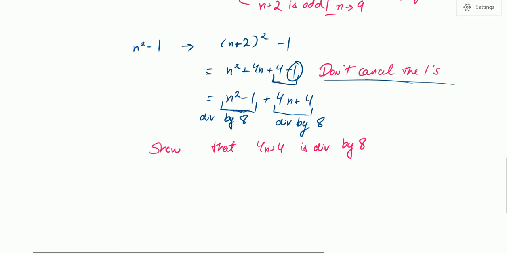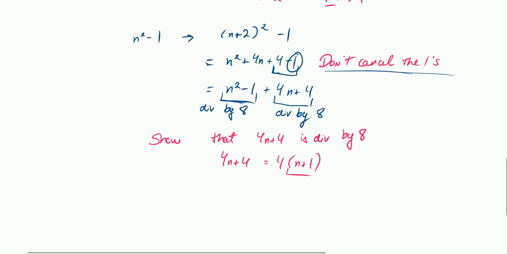I'm going to say 4n plus 4 is equal to, I'm going to factor 4, n plus 1. And what I know now is that I've shown you before that n plus 1 is even. This is going to be even. But if I multiply 4 by any even number, I'm going to get something that is divisible by 8.